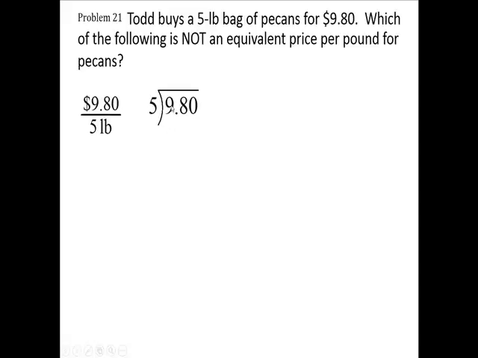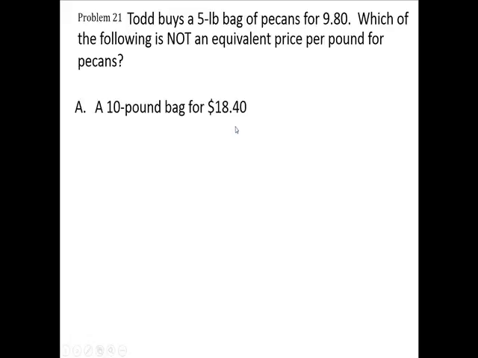Let's do that. 9 divided by 5 goes one time. 1 times 5 is 5. Subtract, bring the decimal up here, bring the 8 down and bring the decimal straight up. 9 times 5 is 45. When you subtract and bring down the 0, 5 goes into 30 six times. 6 times 5 is 30. So $1.96 is the rate. Okay, that's the price per pound.